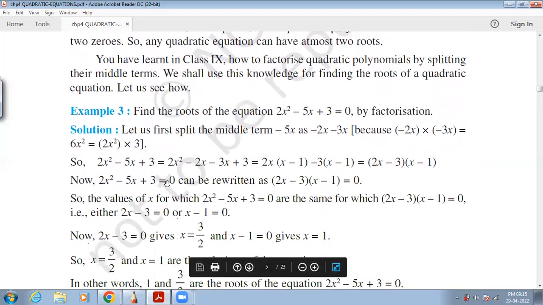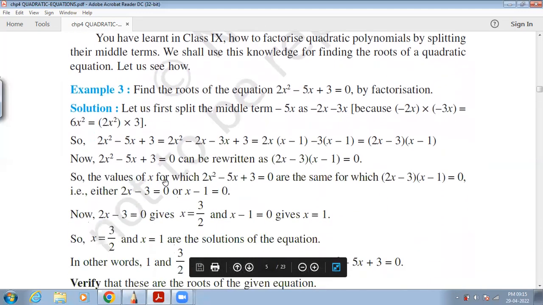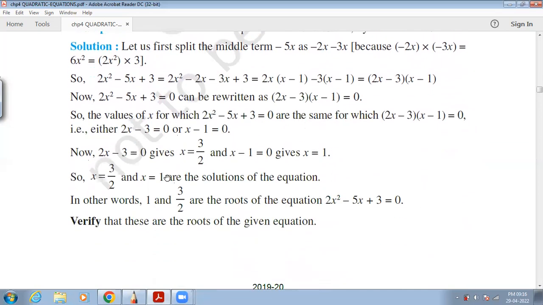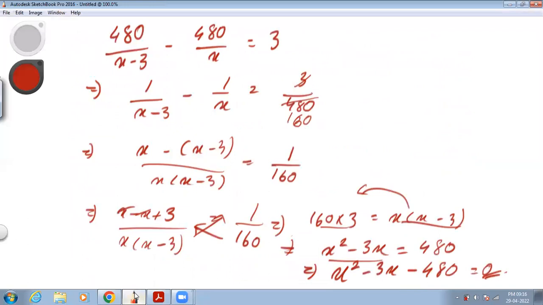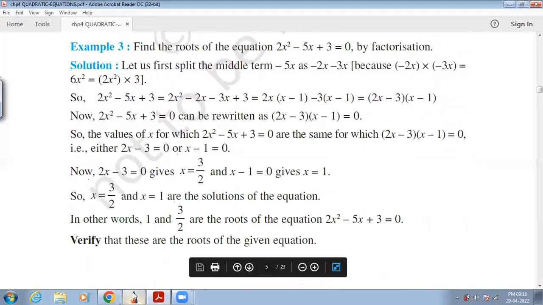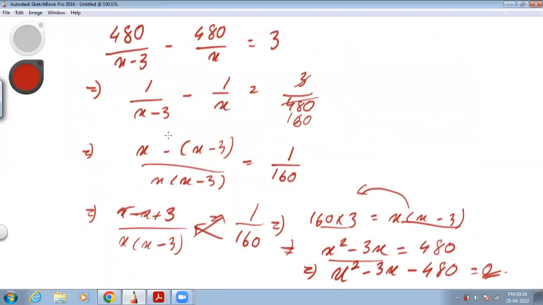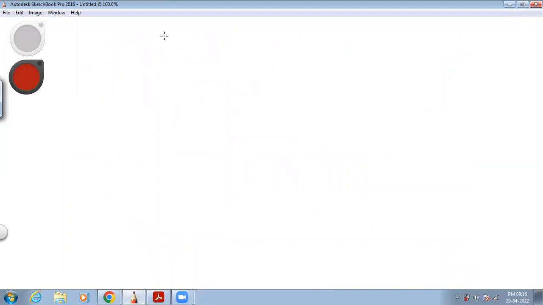So now how do we find the roots? By factorization. That's actually by the splitting of the middle term. So let me give you a quick idea of splitting the middle term here. Okay. Let's take this question only. 2x square minus 5x plus 3 equals 0.